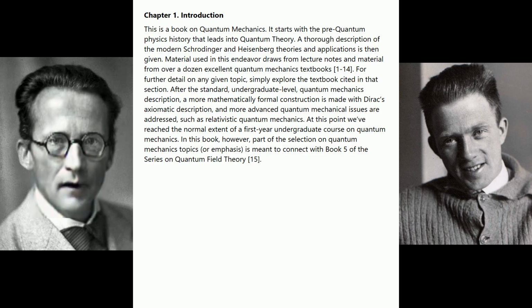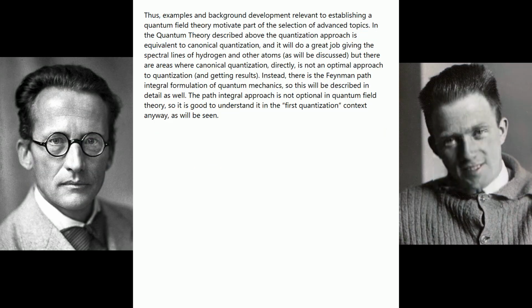After the standard undergraduate-level quantum mechanics description, a more mathematically formal construction is made with Dirac's axiomatic description, and more advanced quantum mechanical issues are addressed, such as relativistic quantum mechanics. At this point, we've reached the normal extent of a first-year undergraduate course on quantum mechanics. In this book, however, part of the selection on quantum mechanics topics, or emphasis, is meant to connect with Book 5 of the series on quantum field theory. Thus, examples and background development relevant to establishing a quantum field theory motivate part of the selection of advanced topics.